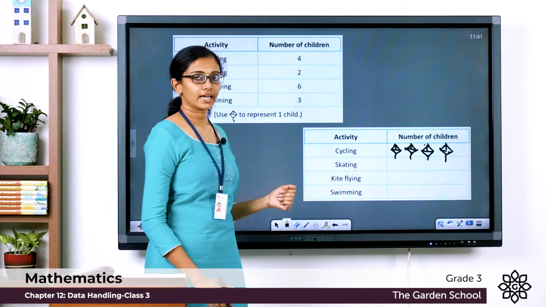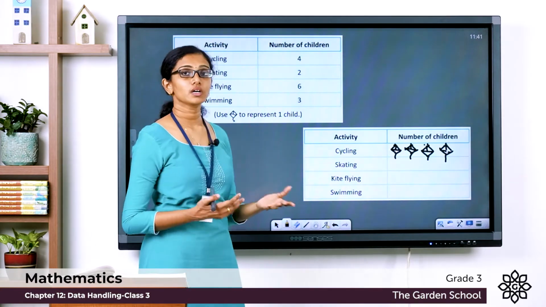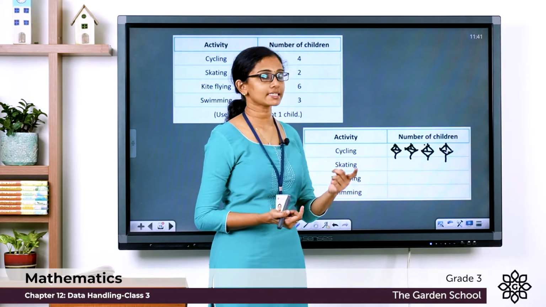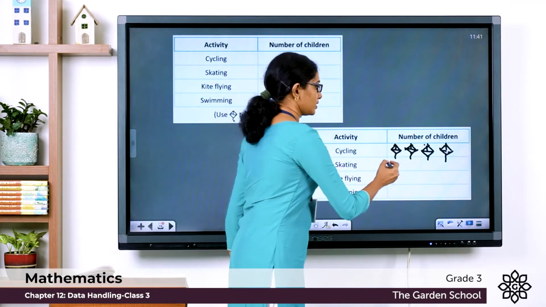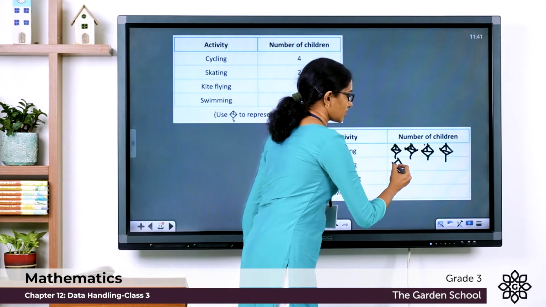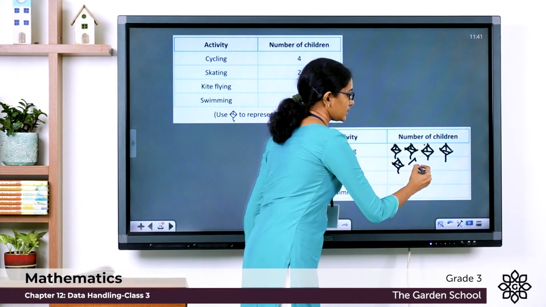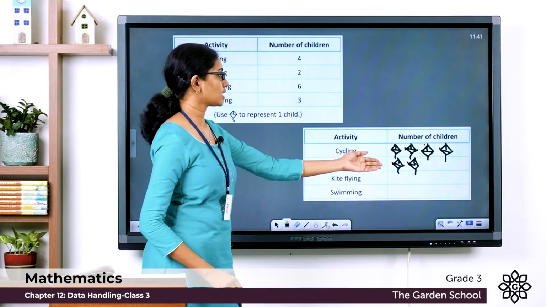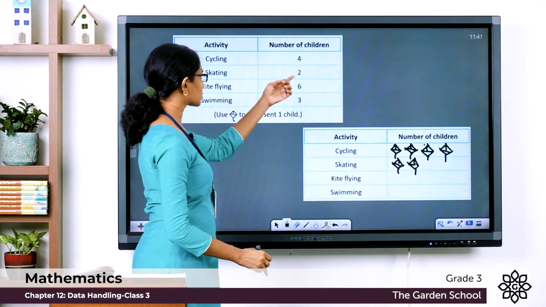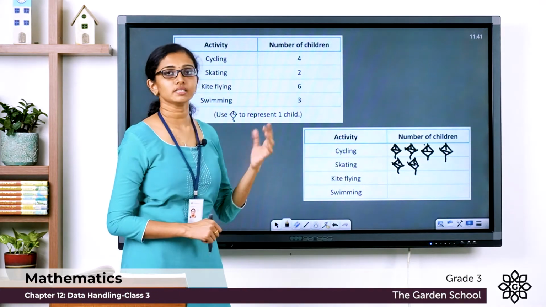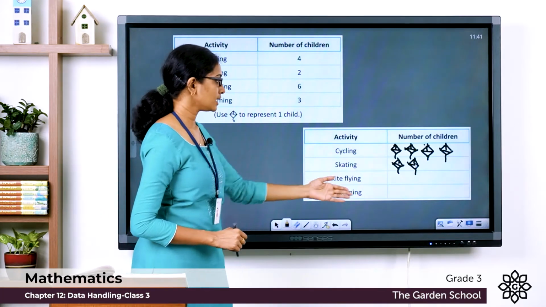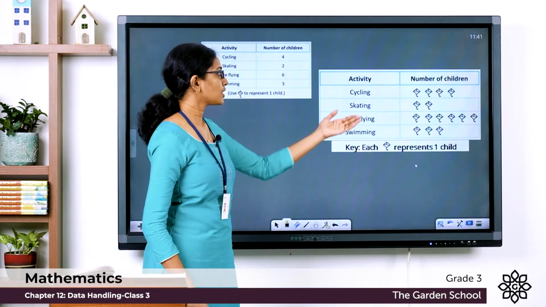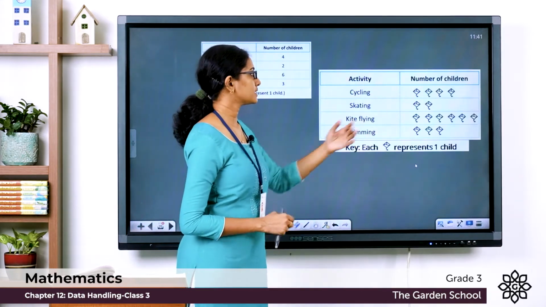So the next one is skating and it is the favorite activity of 2 children. So how many symbols should we draw here? 2 symbols. Each symbol represents one child. So again here we are drawing 2 kites, 2 symbols that represent 2 children whose favorite activity is skating. Similarly, you have to complete drawing the other 2 categories and then your final pictograph will look like this.